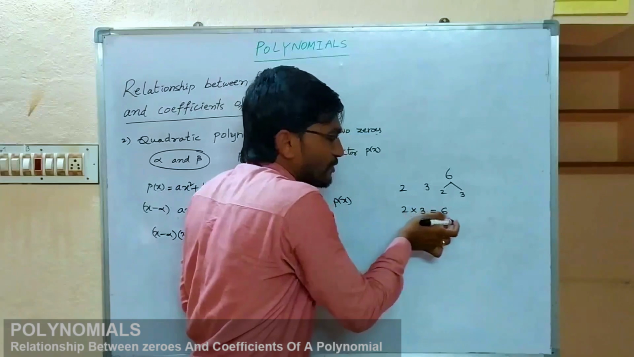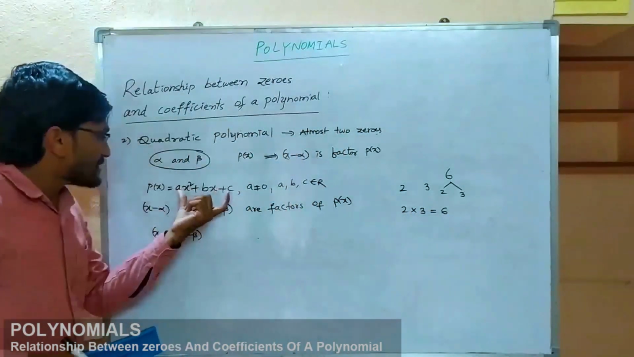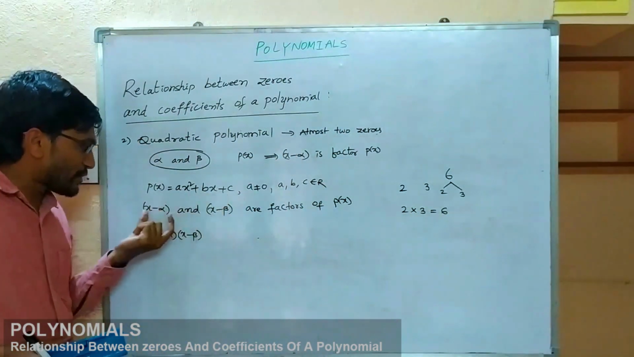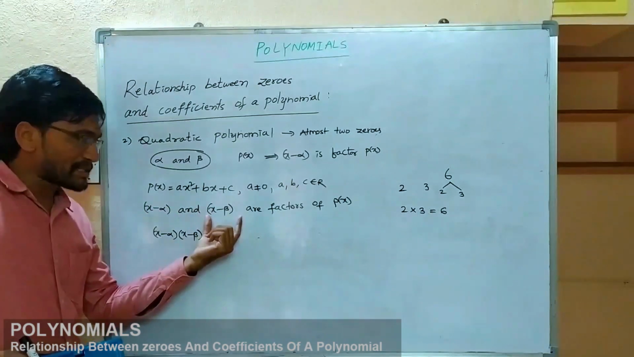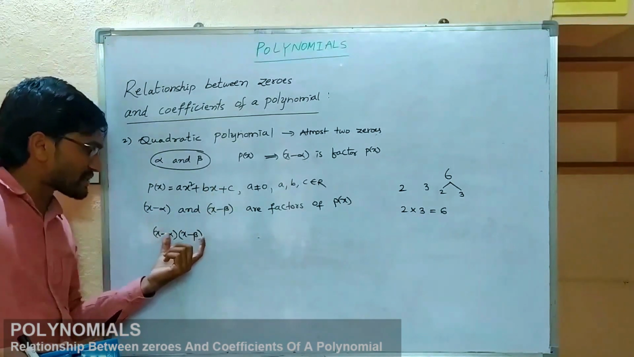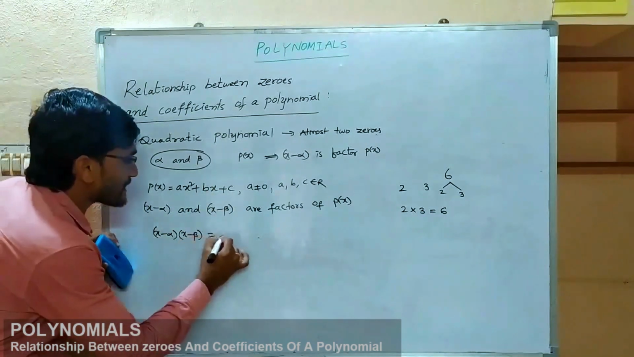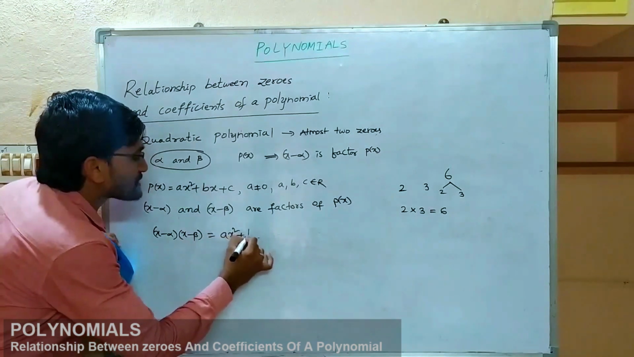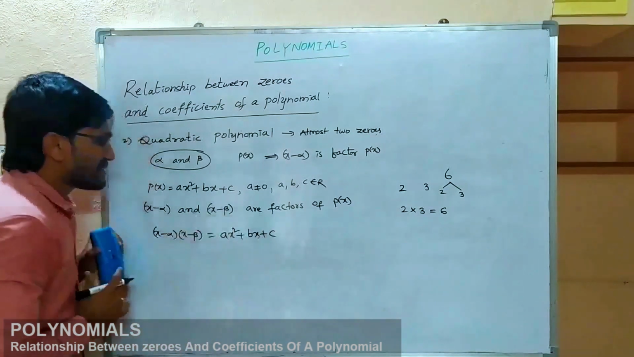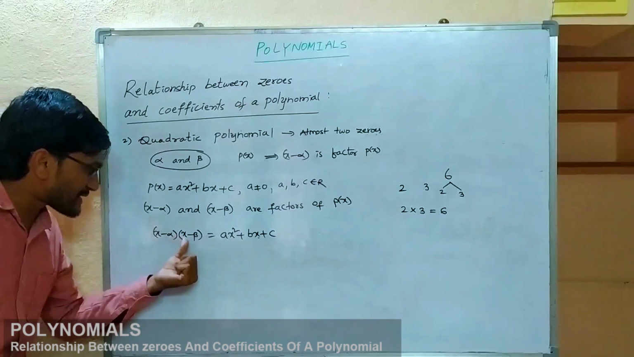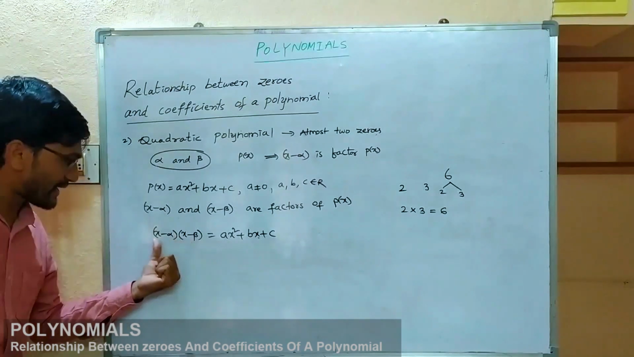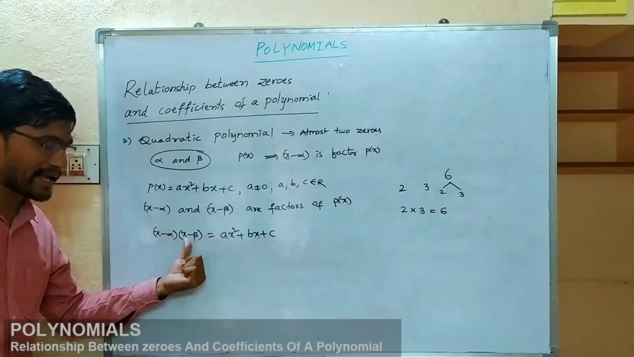2 into 3 is equal to 6. We can split this ax square plus bx plus c also into x minus alpha and x minus beta. Those are the factors. So x minus alpha and x minus beta can be written as ax square plus bx plus c. See here, if we multiply x and x, we get x square.